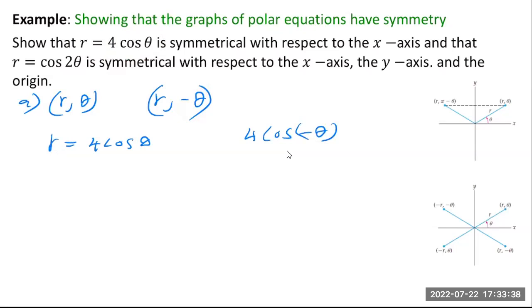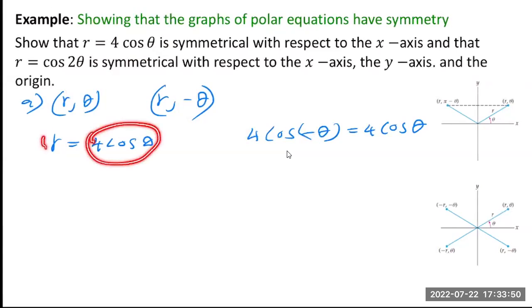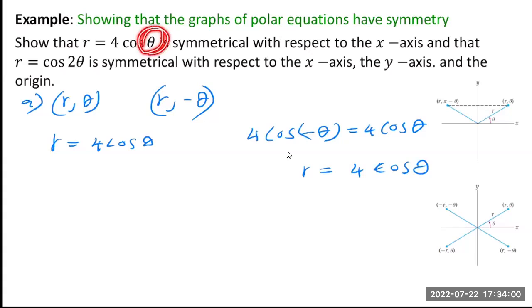But what is 4 times cosine minus theta? Cosine minus theta is just cosine theta, right? Simple trigonometry shows that cosine minus theta is just cosine theta. That is 4 cosine theta. 4 cosine theta is exactly r. So this is r is equal to 4 cosine theta. Even if you plug in minus theta for this theta, you get the same r. So that means r comma minus theta is on the graph of this polar equation.